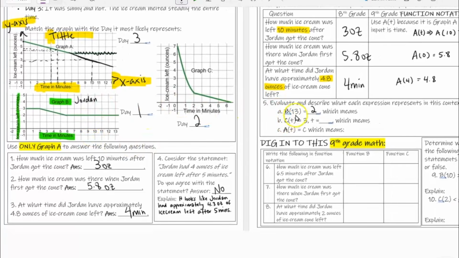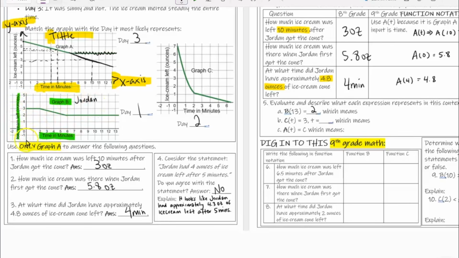My input is 13, so that's 13 minutes. The output is 2 ounces of ice cream left, and graph B is Jordan. I'm going to start with the word Jordan. Jordan had 2 ounces of ice cream left after 13 minutes. So I went here, here, here. Now I'm going to try going here, here, here. Here's another sentence: after 13 minutes, Jordan had 2 ounces of ice cream left.